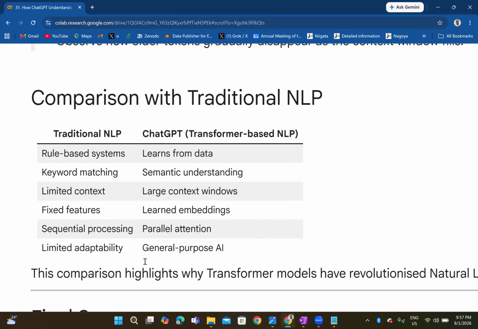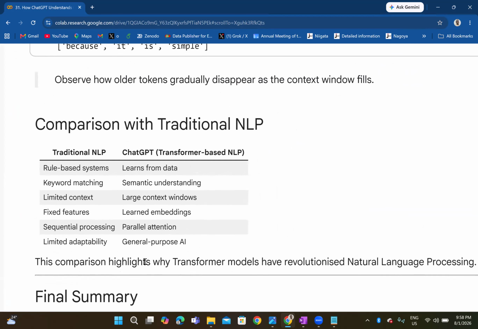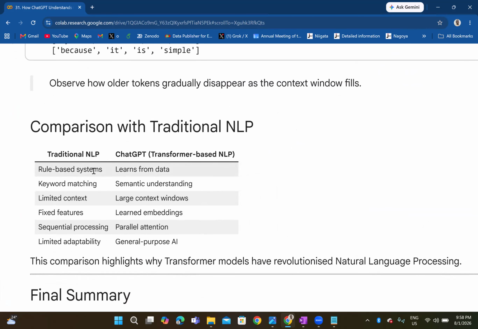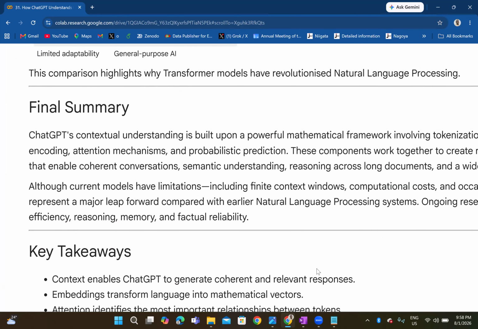So comparison with traditional natural language processing, right? You discover that traditional natural language processing had rule-based systems. Now, ChatGPT learns from data. This is the transformer-based NLP. Then keyword matching in traditional, then in ChatGPT or transformer-based, it's large context windows. Then you have fixed features for traditional and learned embeddings in ChatGPT. Sequential processing in traditional, you have parallel attention in ChatGPT. Limited adaptability in traditional, you have general purpose AI for ChatGPT. So this comparison highlights why transformer models have revolutionized natural language processing.